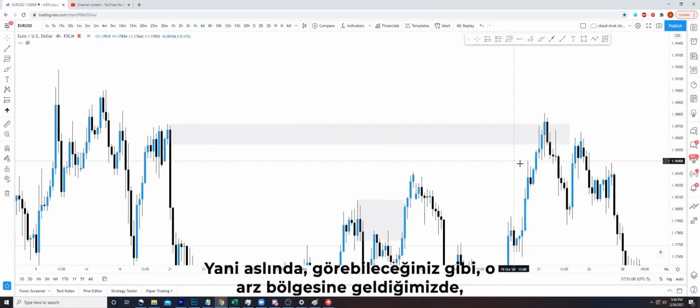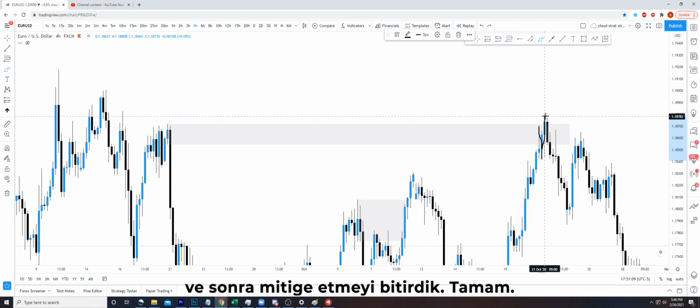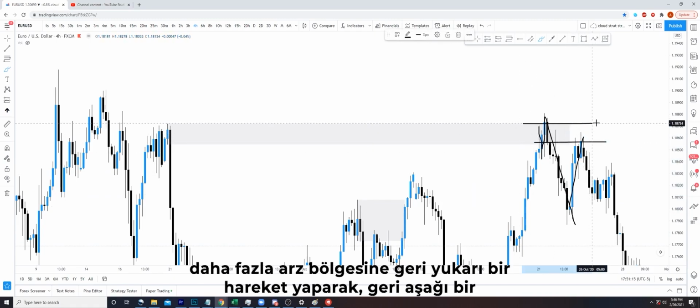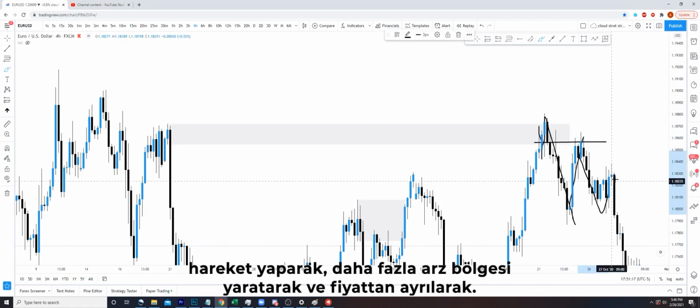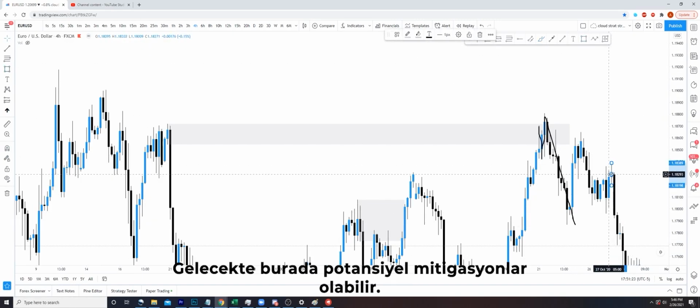So actually, as you can see, when we came into that supply zone, we mitigated parts of it, came away from it, and then finished mitigating it, okay? Making a move back down to potential demand zones, making a move back up into more supply zones, making a move back down, creating more supply zones, and leaving price. Now again, this is a supply zone that's unmitigated. There could be potential mitigations here in the future.